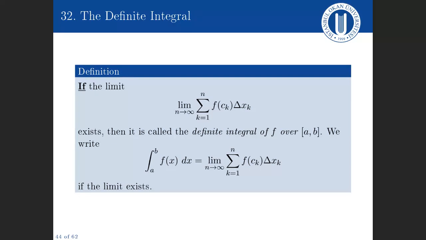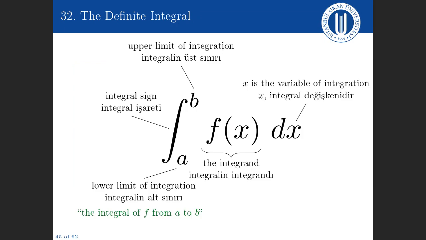If this limit does exist, then we have a name for it. We call it the definite integral of f over the closed interval from a to b. And we write it like this, if the limit exists. So if the limit of the Riemann sums exists, we can write the value of the limit like this. Again, this stretched letter s is called the integral sign. The function that we're considering is called the integrand, and the dx on the end tells us that x is the variable of integration.